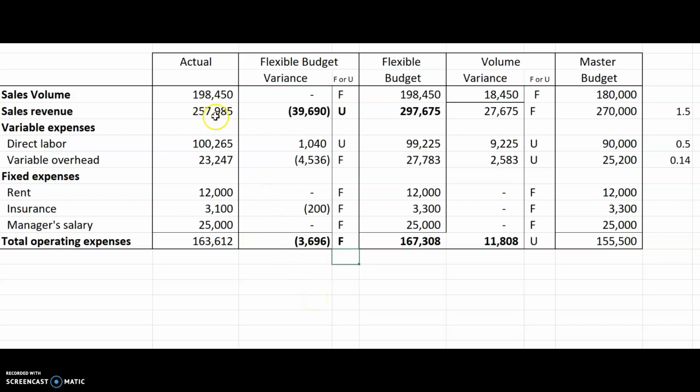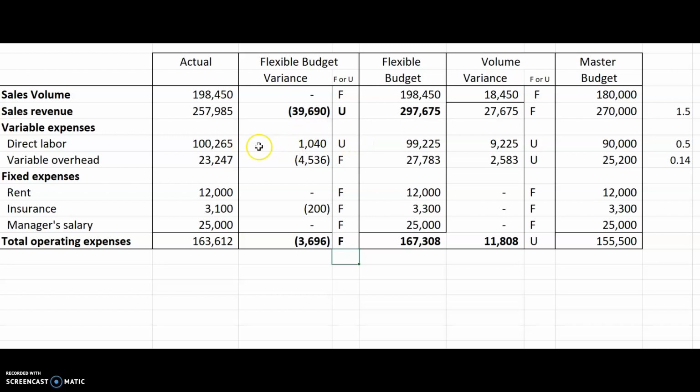So we can see, even though they sold a lot more, we sold 18,450 more units, our sales revenue variance was unfavorable. So the salespeople must have been selling at a much lower than typical selling price. But there could be other explanations. So that's why we're going to talk in the next chapter about how we investigate these variances.